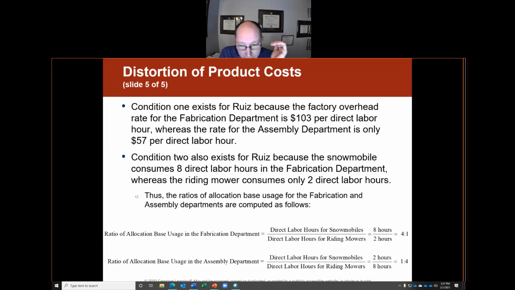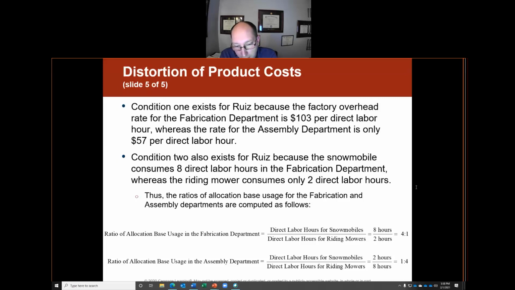So it takes us 8 hours to create one snowmobile in the fabrication department. It takes us 2 hours to create one riding lawnmower in the fabrication department. 8 divided by 2 gives us the ratio for the allocation base for the fabrication department. In this case, it's a 4-to-1 ratio. A 4-to-1 ratio is good. It tells us that we are effective at utilizing our hours in the fabrication department.